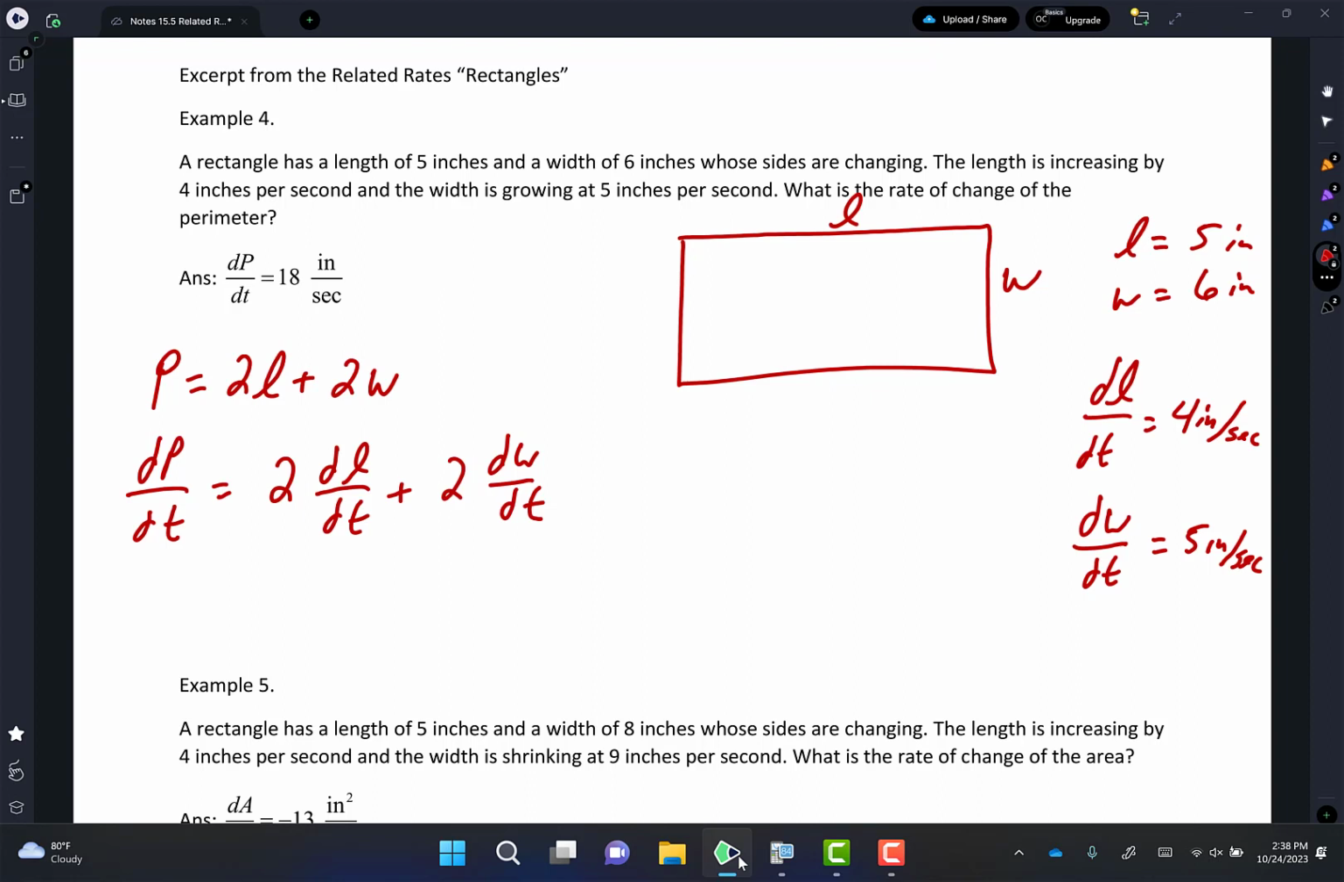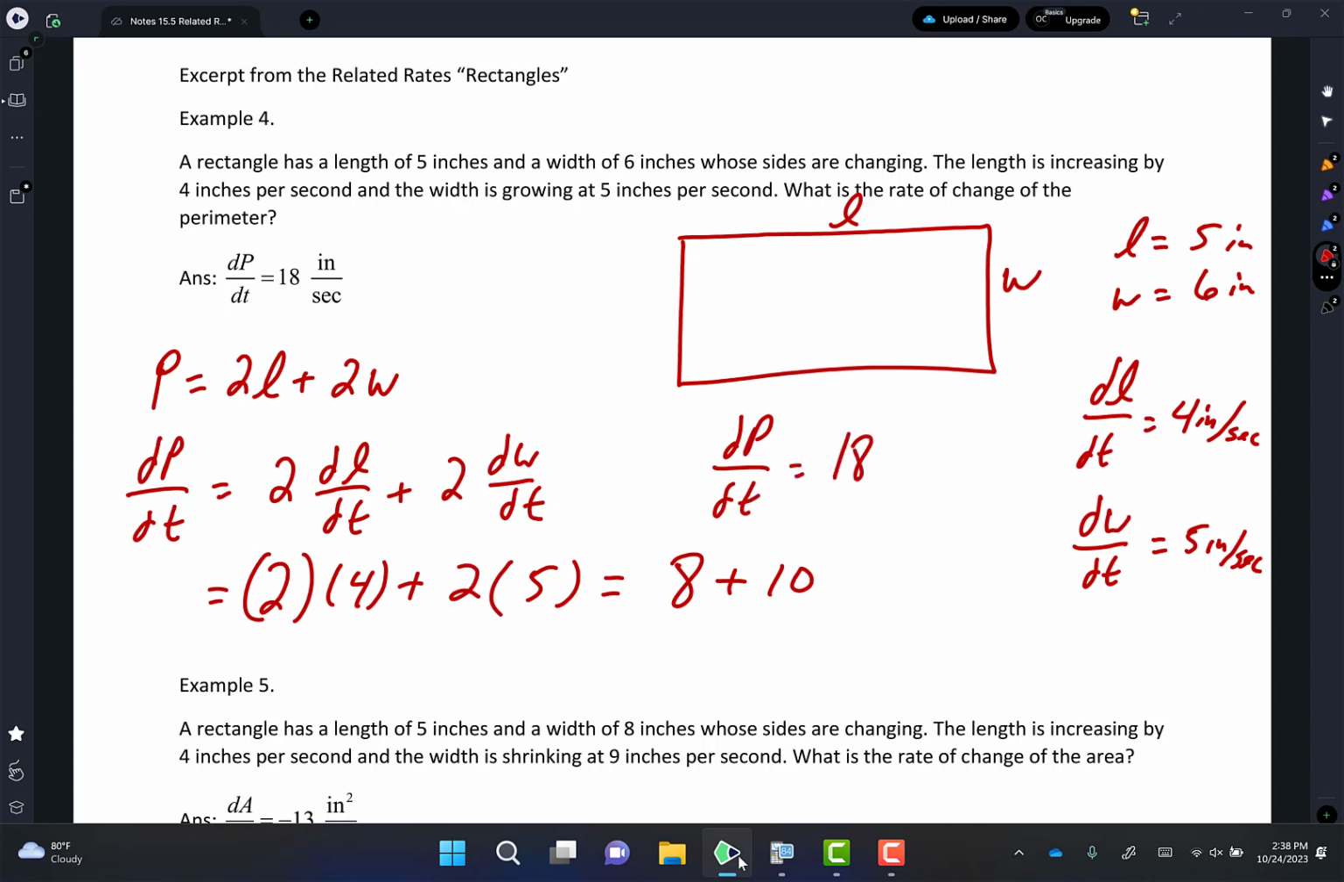They want dp dt, so I'm just going to plug in. This is what's called plug and chug. 2 times, what's dl dt? 4, plus 2 times, what's dw dt? 5. You just plug in and you get your answer. 2 times 4 is 8. 2 times 5 is 10. What's 8 plus 10? So dp dt is equal to 18 inches per second. If you look at the units, it all makes sense.